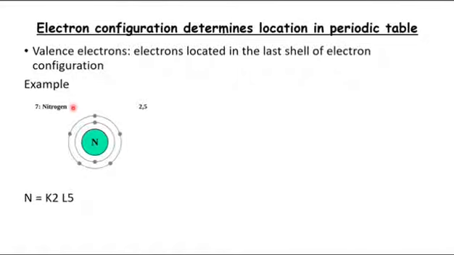Let's take nitrogen as an example. Nitrogen has an atomic number equal to 7. We see here the atomic model of nitrogen where we have the inner shell, which is K, the first shell, containing 2 electrons, and the outermost shell, which is L, having 5 electrons, where 2 plus 5 equals 7. So its electronic configuration is N equals K2L5. So we have 5 valence electrons since the last shell contains only 5 electrons.